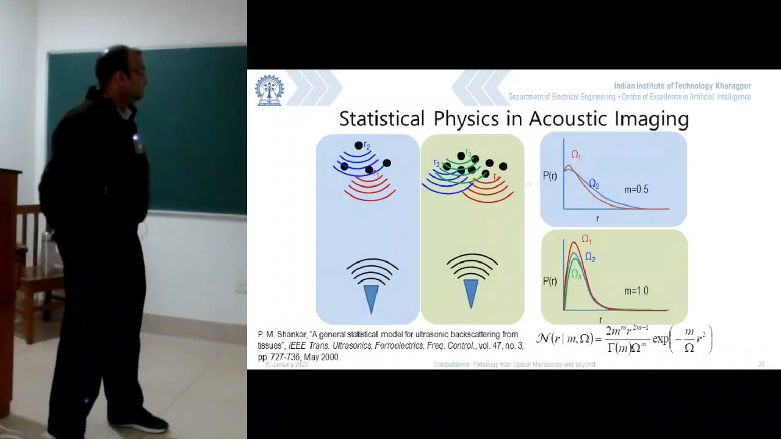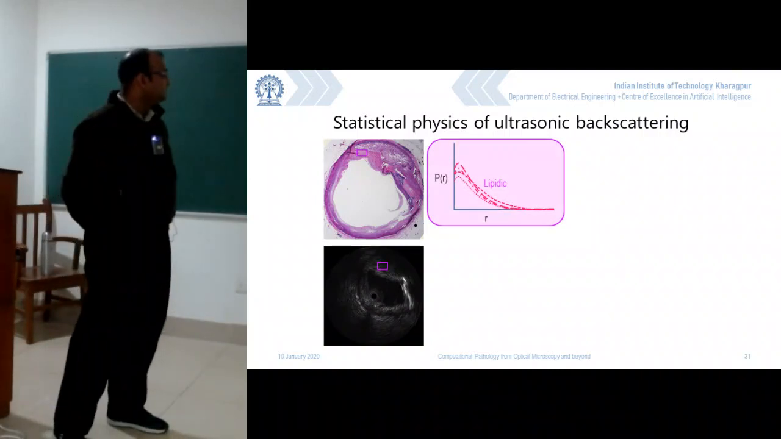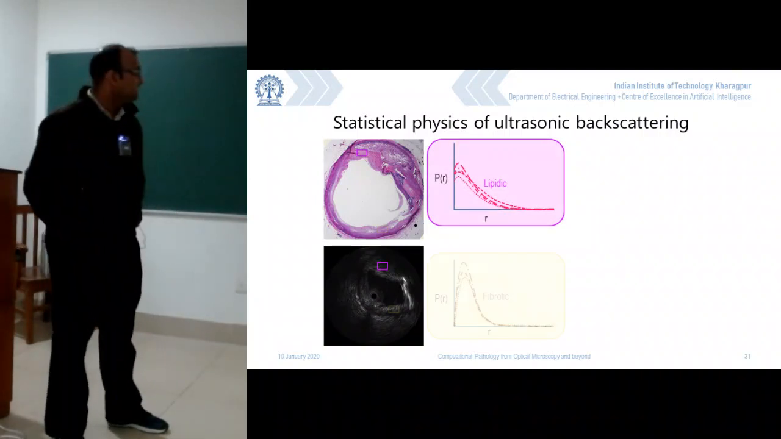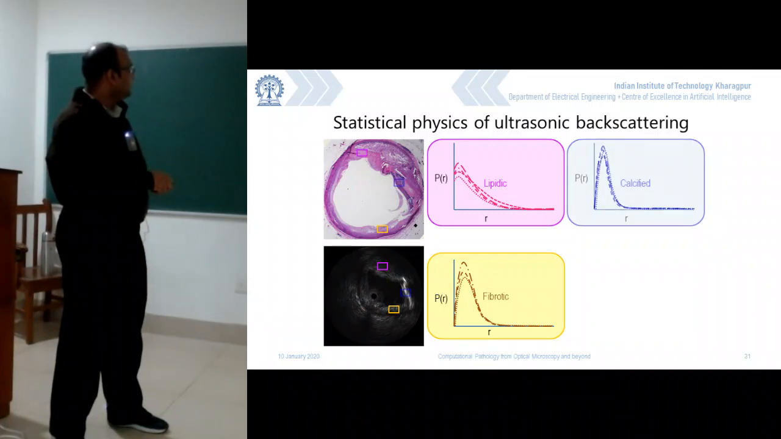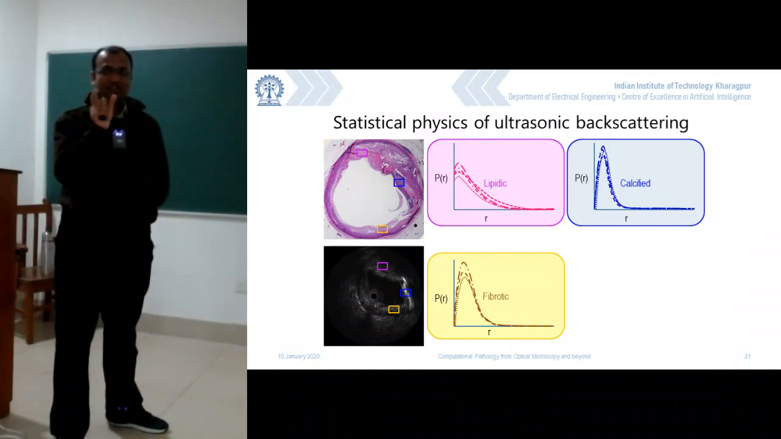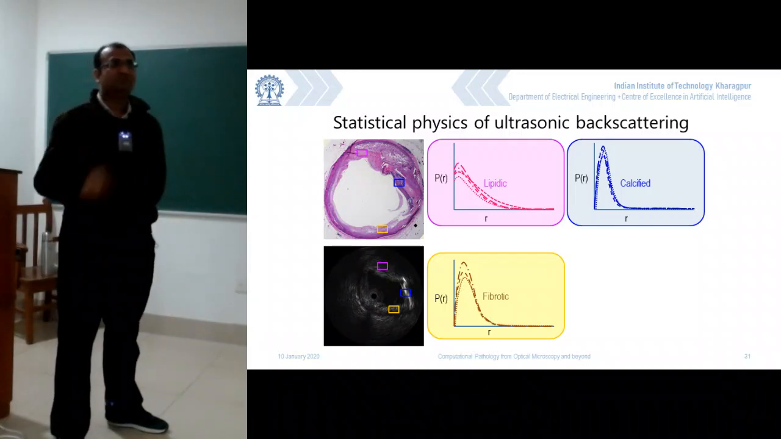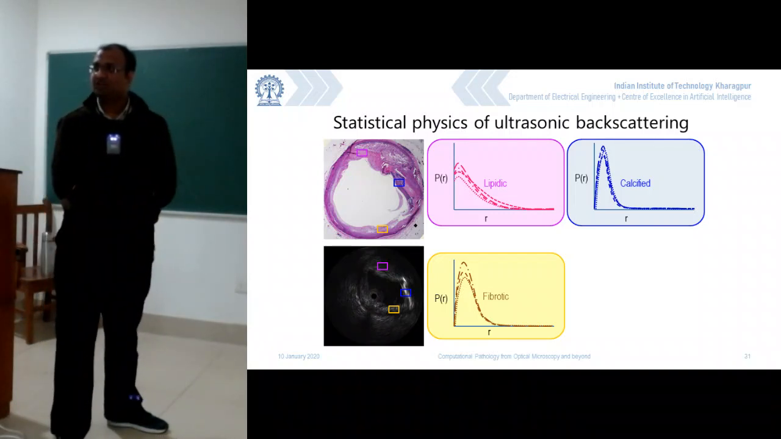Okay. So from here, if you look into different kinds of tissues, this part is lipidic, this part is fibrotic, this part is calcified. These different kinds of tissues actually have a different spacing of the scatterers, and as a result you get this peakedness which is very different. Whether it's a narrow curve or a wide curve, these things keep on differing.